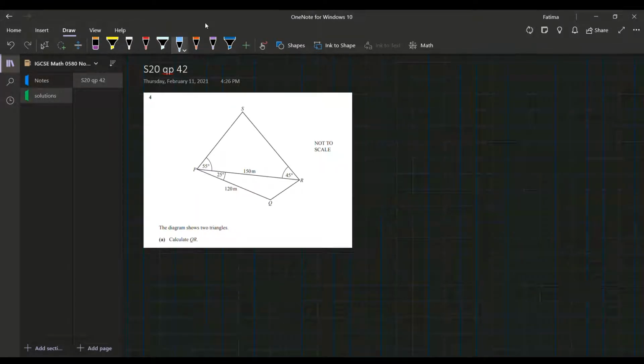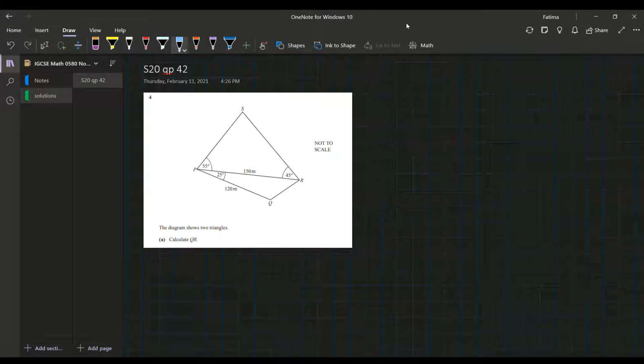Today I'll be solving the IGCSE Mathematics paper, subject code 0580. It's Summer 20 question paper 42. We'll be solving question number 4, and it's a question related to triangles. So with every question related to triangles, there is actually an approach we can use. 4 different types of approaches to be more precise.